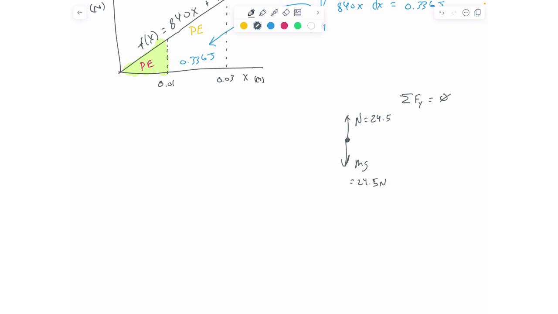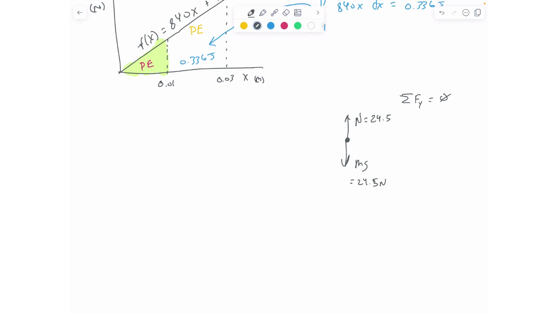But one's pointing up, which is positive. So the normal is actually positive 24.5, and then the weight is actually negative 24.5. And you put that together, and you get 0. So the sum of the forces is 0, right? So now we know that the normal force is that.